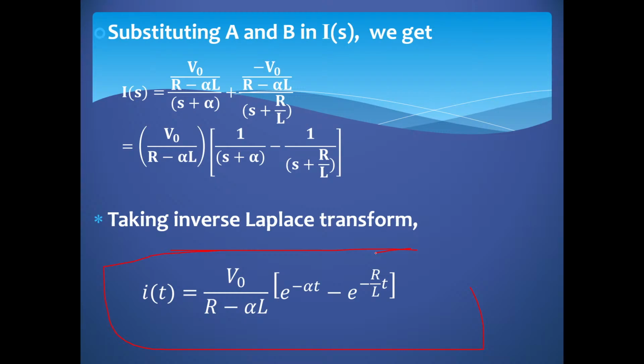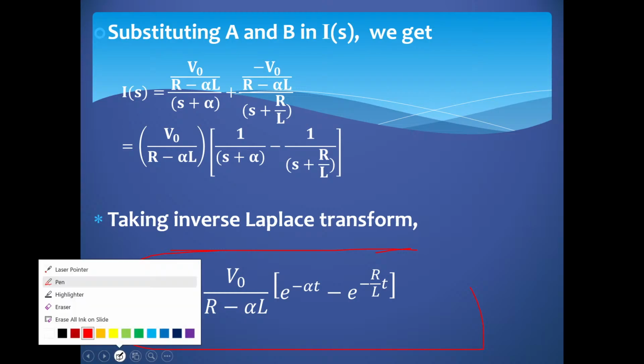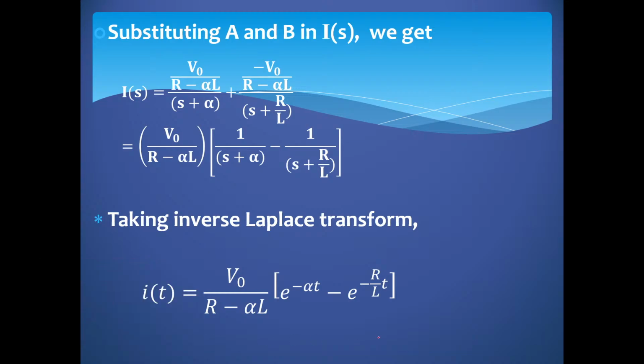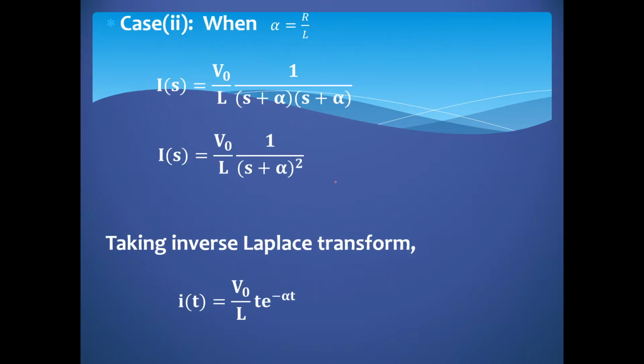This is for case 1. What is case 1? We have assumed alpha is not equal to R by L. Let us go for case 2. Just write it down quickly. I hope you have written, I hope you have completed. If not completed, just mention, I will go back.